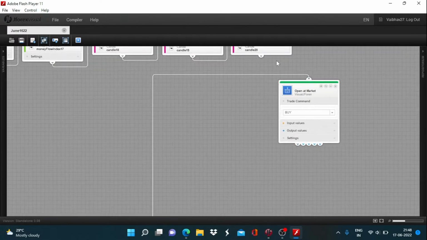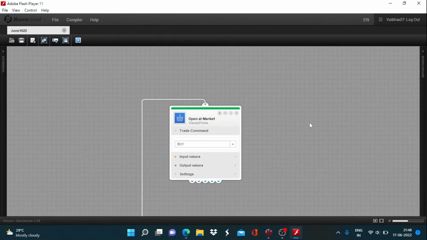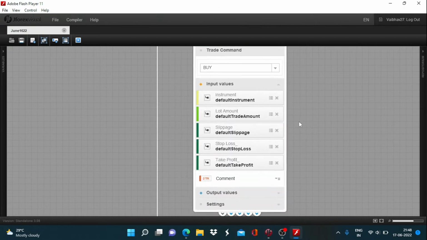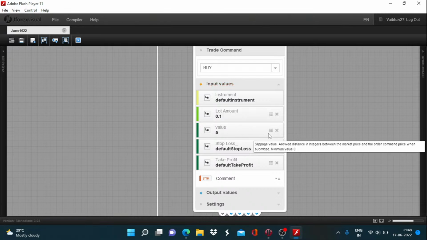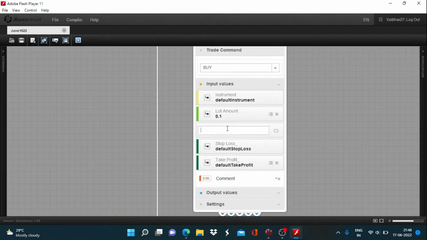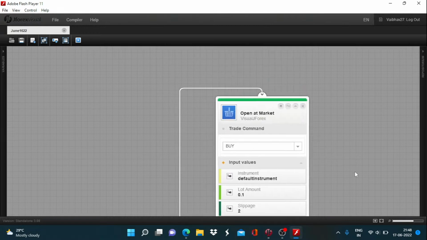Coming to the defining of input parameters for the trade command, we will keep the default instrument as it is. Trade amount I will change to 0.1 million. Slippage 2 pips is good enough for Euro USD. Euro USD is one of the most liquid instruments in the market. Stop loss and take profit, we will keep it dynamic.